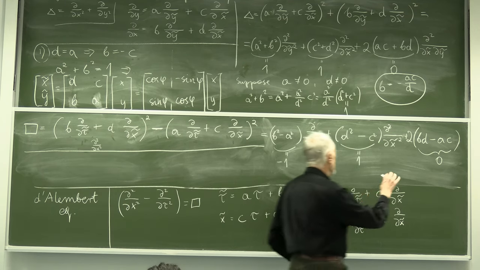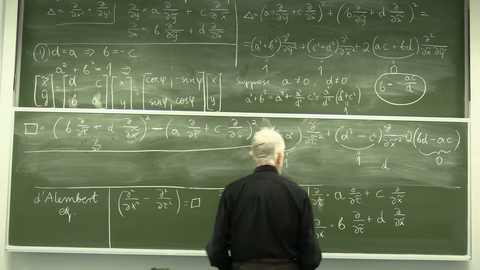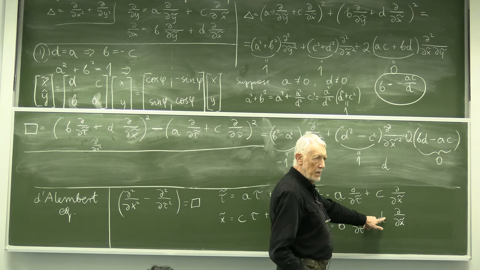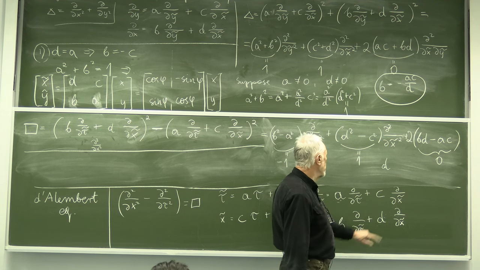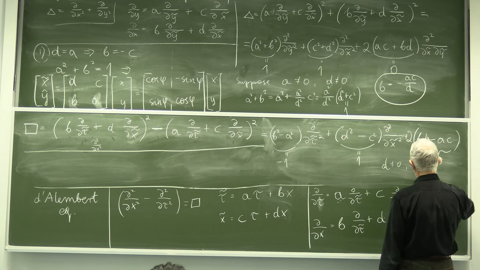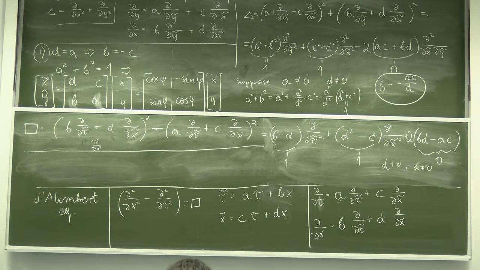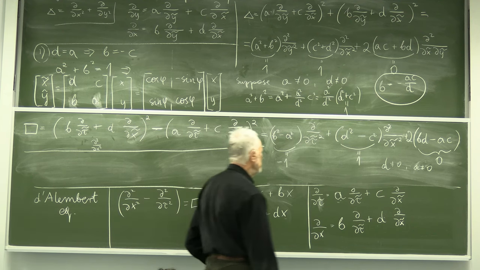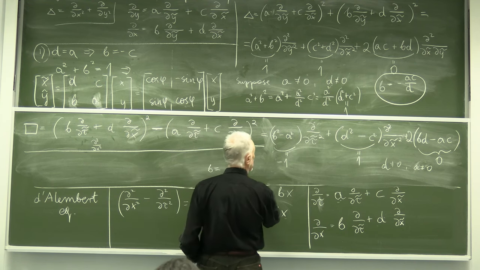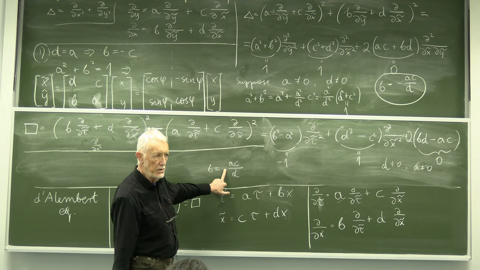So again, let us assume that D and A do not differ too much from one. If they do not differ too much, then of course D is not equal zero, A is not equal zero. Therefore, similarly as in the previous case, we have B equal almost the same as before, AC over D. The only difference is that there is a plus sign here and not minus.